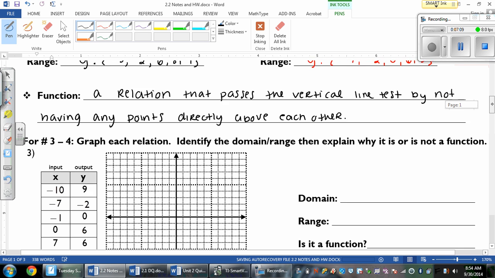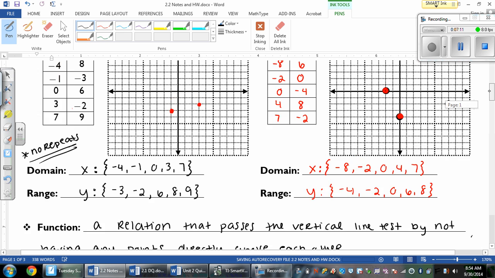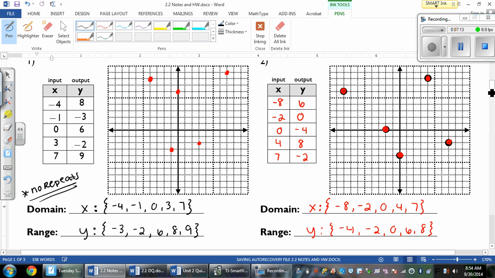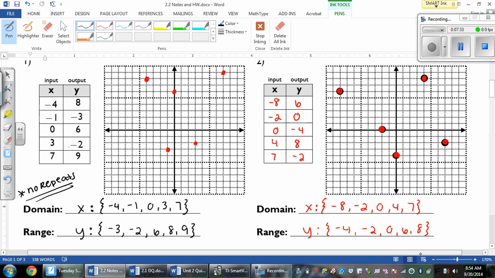So to pass the vertical line test, you cannot have any points that are directly above each other. Let's look at these two examples that we've already done. Okay? So look at this relation. I don't have any points above or below this point. Same thing with this point, as well as this and that. So this relation would be considered a function because it passes the vertical line test, meaning it does not have any points directly above each other.